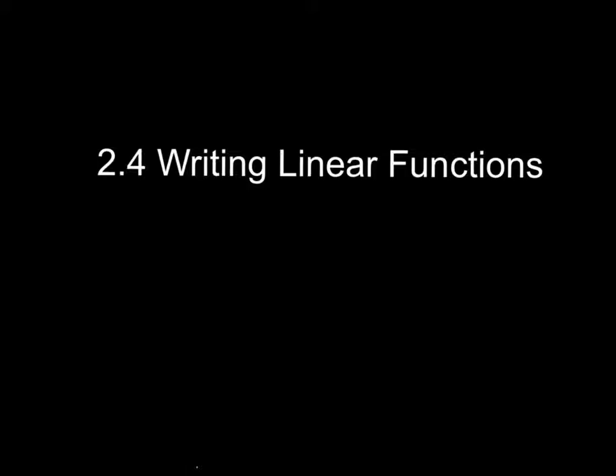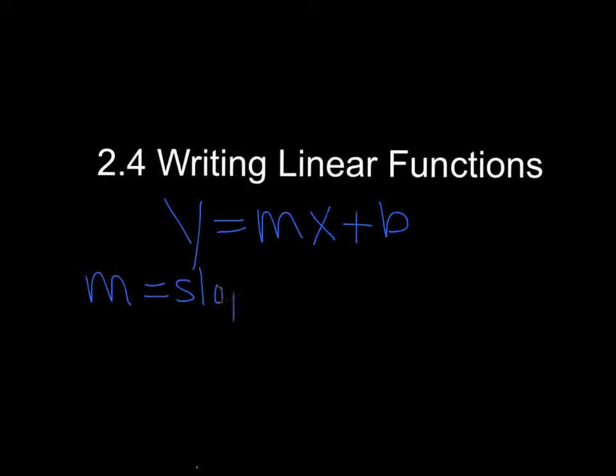Again, section 2.4 is writing linear functions. If you go back and think about section 2.3, we talked about slope-intercept form, which is y equals mx plus b. Slope-intercept form lays everything out pretty nicely for us. We know that m is our slope and b is our y-intercept. When you have an equation written in slope-intercept form, you know exactly the behavior of the graph. So this form is very helpful.